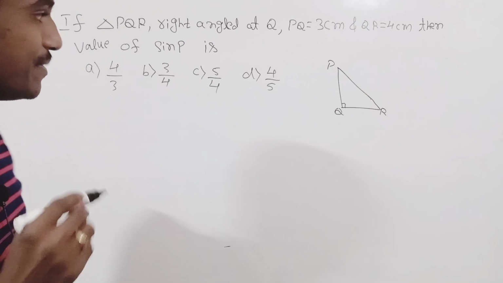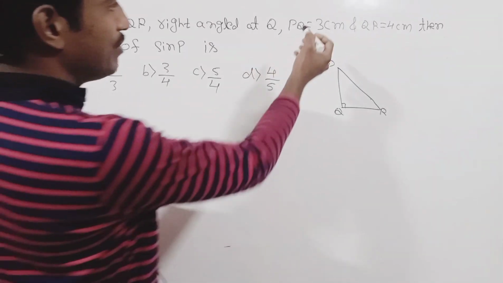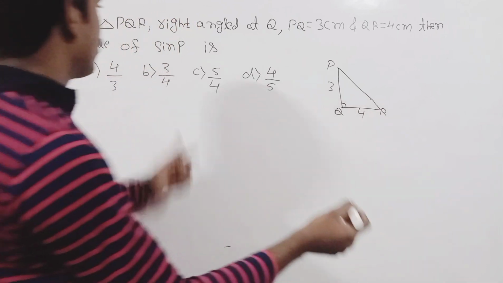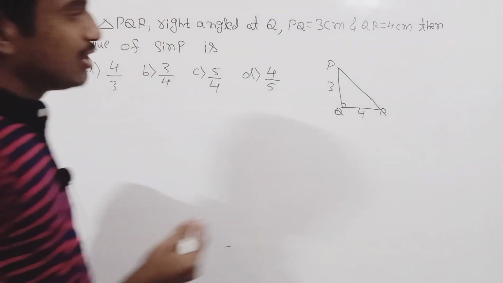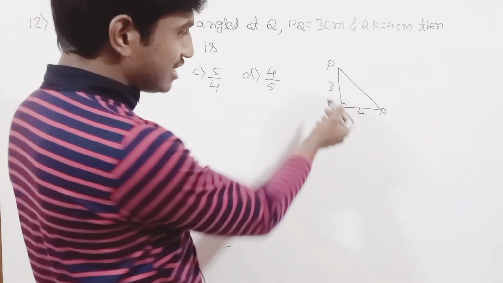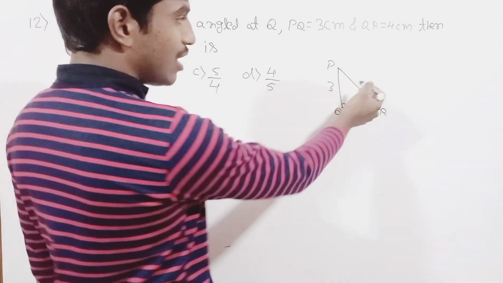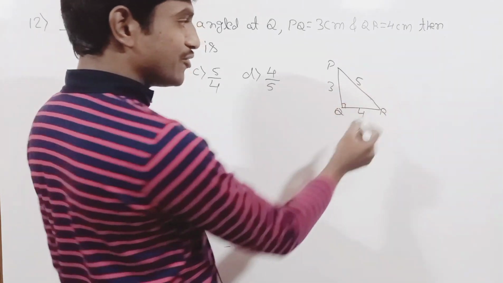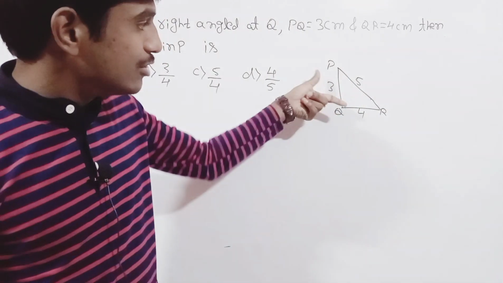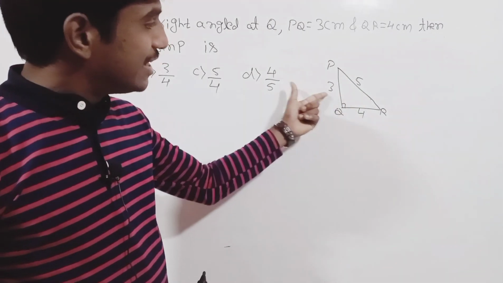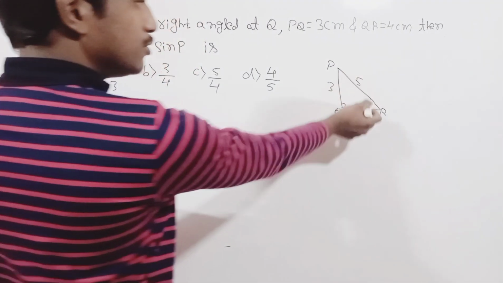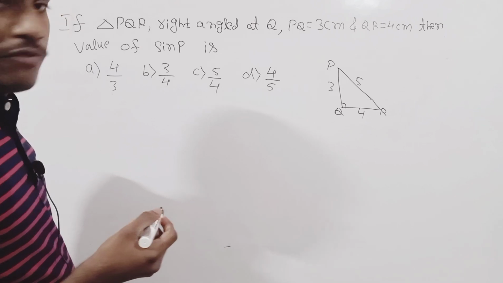Right angle at Q. That means angle Q is 90 degree and they have given the value of PQ as 3 and QR as 4. So we need to find the value of sine P. Before that we need to find what is the hypotenuse here. You know the Pythagorean triplets, 3, 4, 5 are the Pythagorean triplet. So the hypotenuse will be 5, or else you can find using Pythagoras theorem. PR square will be equal to PQ square plus QR square. 3 square plus 4 square, 9 plus 16, which is root 25, you will get 5. So PR is 5 centimeter.